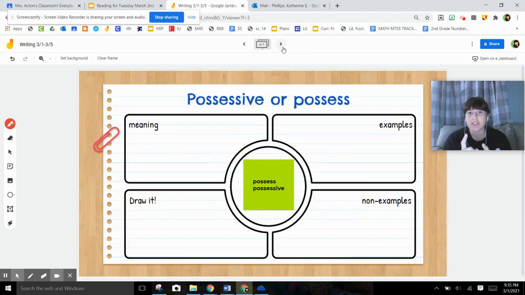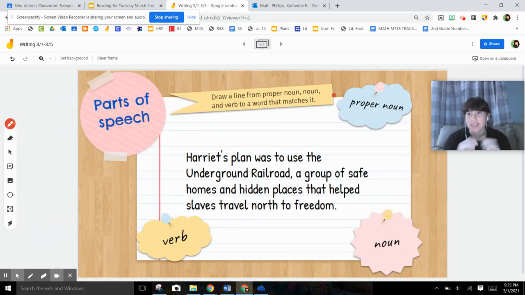This is the next slide that you're going to see. I skipped too many. This is the next slide you're going to see on your Nearpod, and it's going to be the drawing one. You're basically going to take your pen tool and go from proper noun, draw a line, and point to a proper noun that you find. I'm going to show you how to find a proper noun, a regular noun, and a verb, and then you're going to do it on your own. Make sure you're paying attention to how I find these.